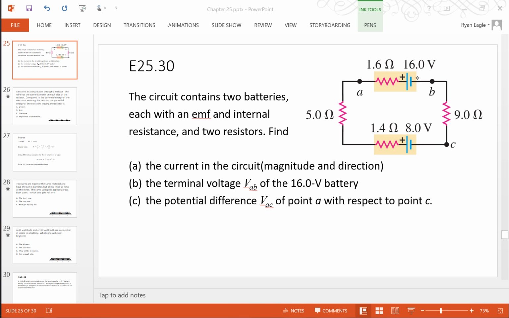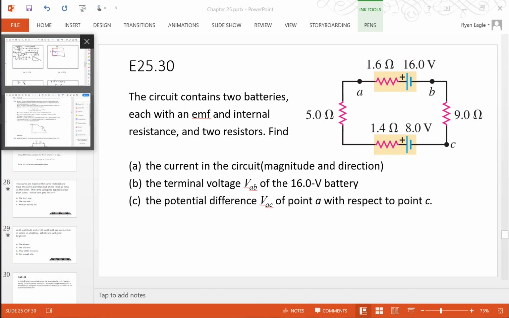So if we start at this 16-volt battery, we're going to go in a counterclockwise loop. We're going to subtract the current times each resistor. So we're going to end up adding up all the resistors, 9, 5, 1.6, and 1.4. That's a total of 17. And our EMF, we've got 16 in that positive direction counterclockwise, minus 8.